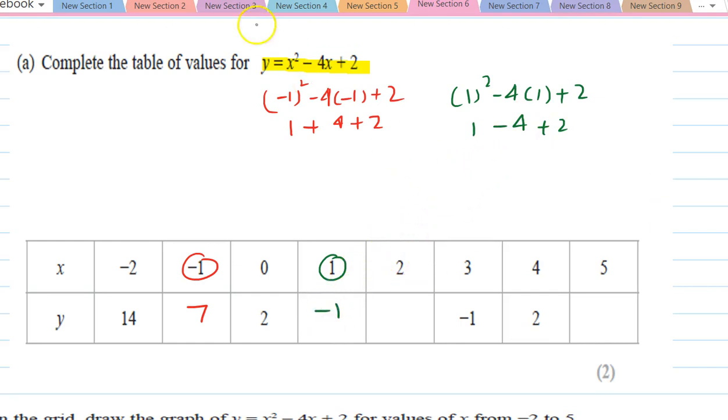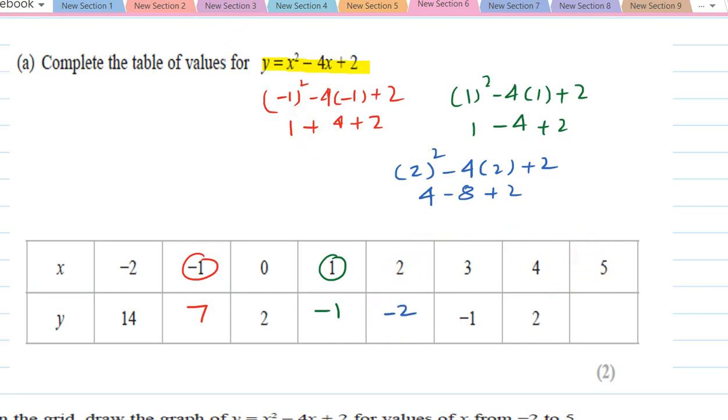And the other value is 2. So let's put 2 here. 2 squared minus 4 times 2 plus 2. 2 squared is 4, minus 8 plus 2. Minus 4 plus 2 is minus 2. So this will be minus 2.